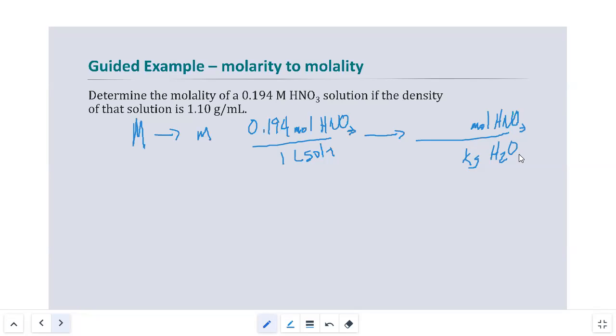Now, one nice wrinkle that we have here that we didn't have in chapter 8 is that the conversion between moles of nitric acid and moles of nitric acid is 1-to-1. So whatever value is here, we can automatically just move that over into the numerator of the new fraction that we're trying to calculate. The real trick is having to convert that liters of solution into kilograms of water.